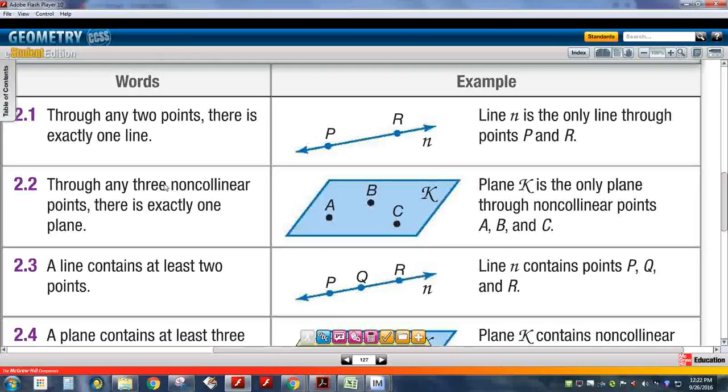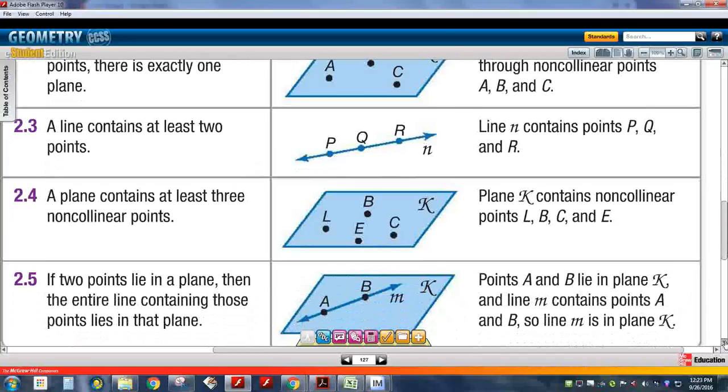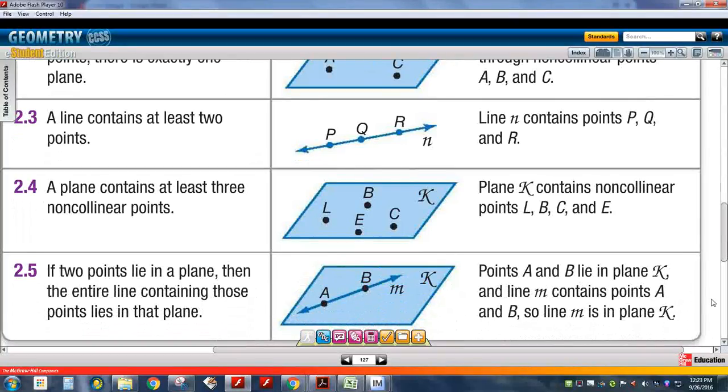Number 5, a plane contains at least 3 lines. Okay, I've got a plane containing at least 3 lines. So just look for those words. Anybody see a postulate? Yeah, the funny thing is the first 6 letters are exactly the same, aren't they? But then instead of saying non-collinear points, they say lines.